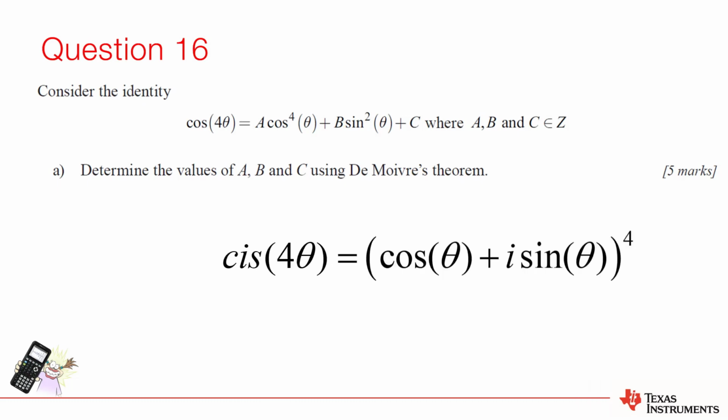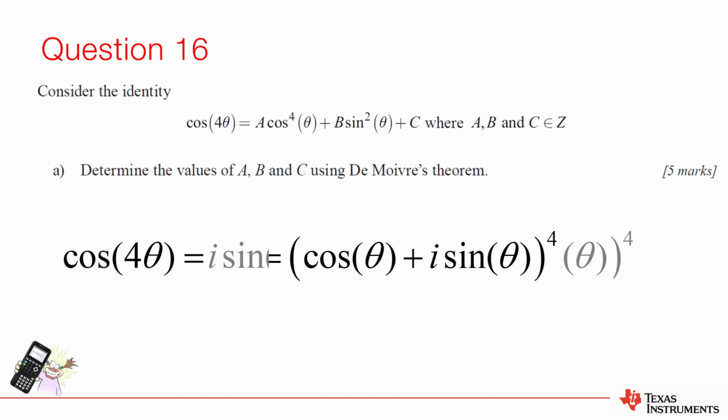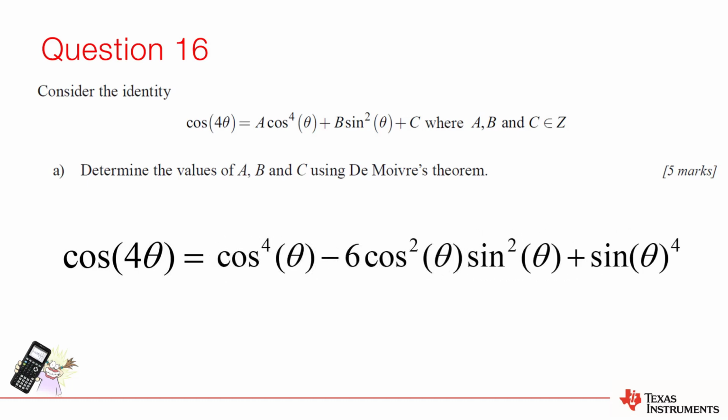The identity provided in the question does not have any imaginary components, so we can focus on equating just the real components. As we expand the right-hand side of the equation, we can remove all the odd powers of sine theta. That leaves us with the expression shown on the screen.